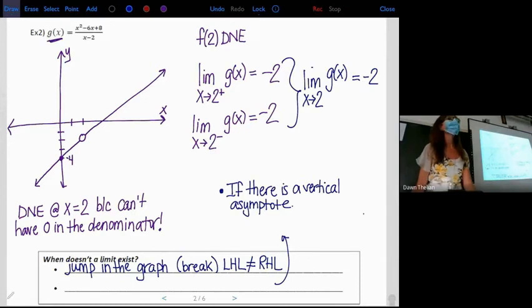Let's look at a graph where we kind of have all these different things going on. Questions before we move on? Nice.